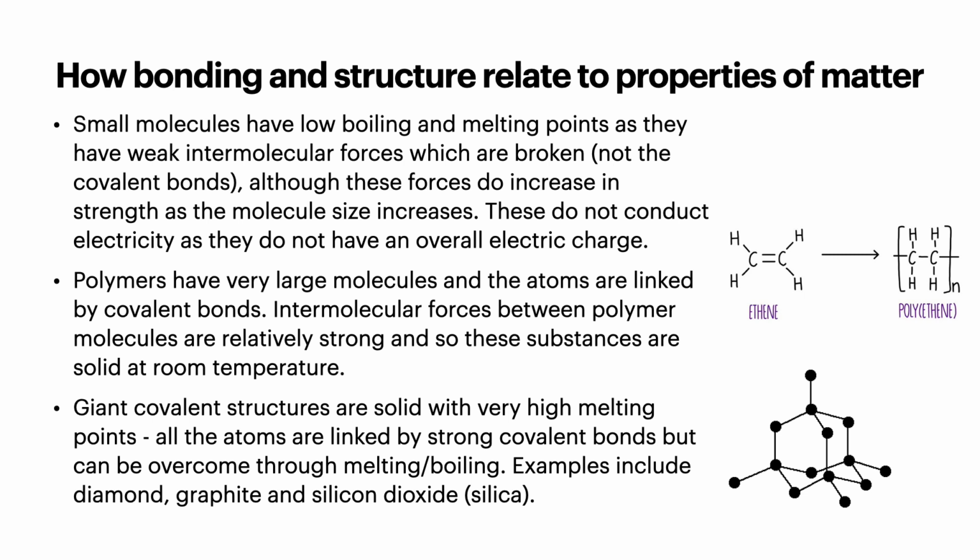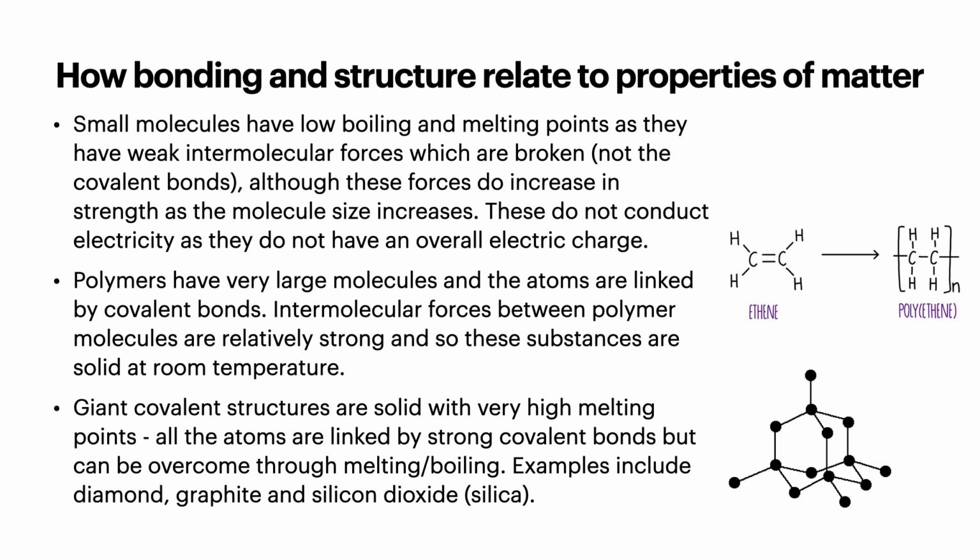Polymers have very large molecules, and the atoms are linked by covalent bonds. An example here is ethene turning into polyethene to become its polymer. Intermolecular forces between polymer molecules are relatively strong, and so these substances are solid at room temperature.